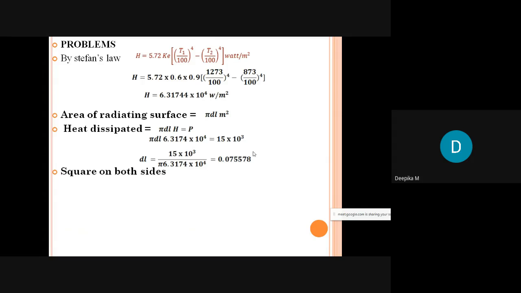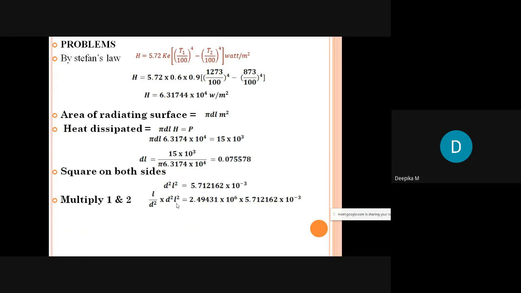Now let us square on both sides. That is, we have to equate equation 1 and 2, so we have to square on both sides. So this D square L square will be equal to 5.712162 into 10 to the power of minus 3. Let us multiply 1 and 2. Here I have not mentioned it as 1 and 2, so this will be equation 2, and L by D square will be equation 1. So let us multiply these two equations.